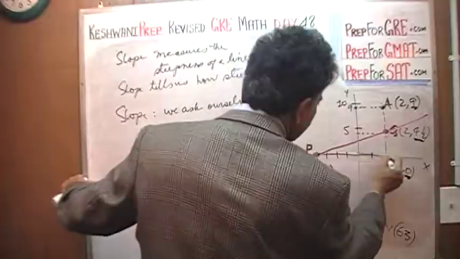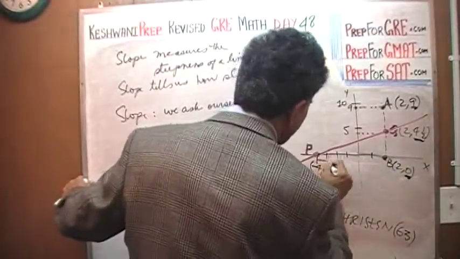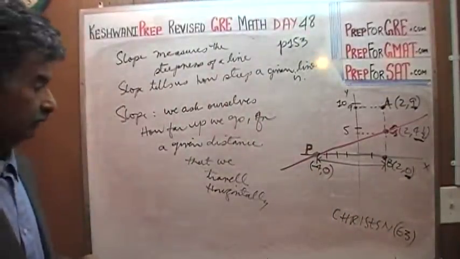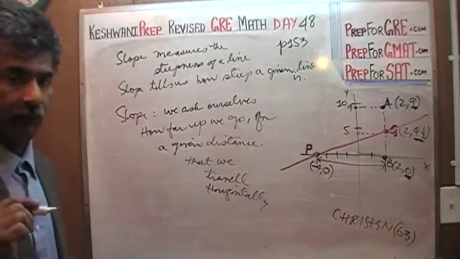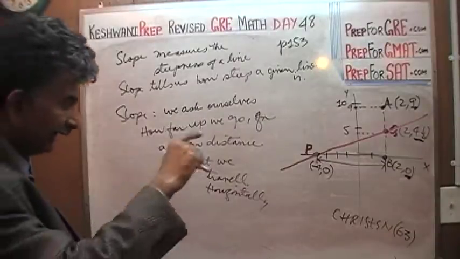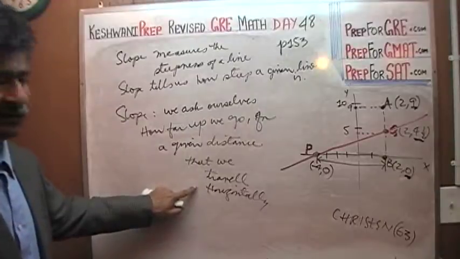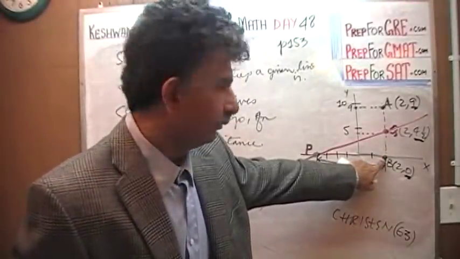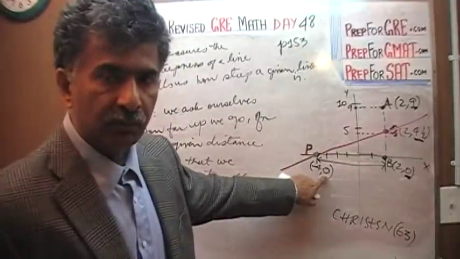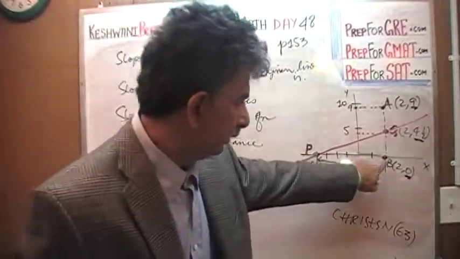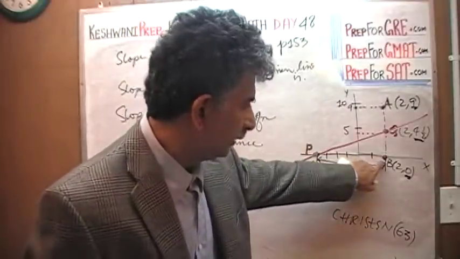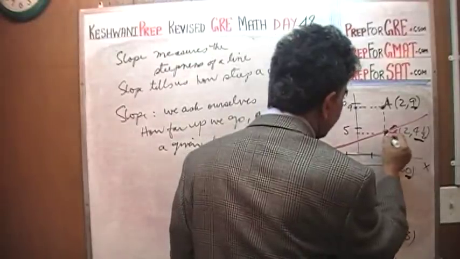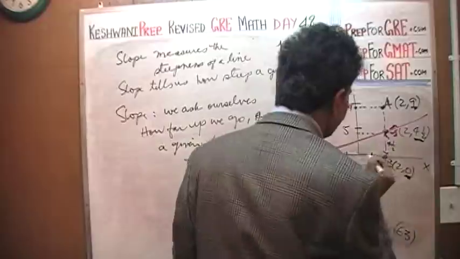From here, P, to this point here, how much are we traveling? From -4 to +2. From -4 to +2, we have traveled a distance of 6 units along the x-axis horizontally. The question is, as a result of traveling from here to here, how far up did we go? We went from a y-coordinate of 0 up 4.5 units, from here to here.